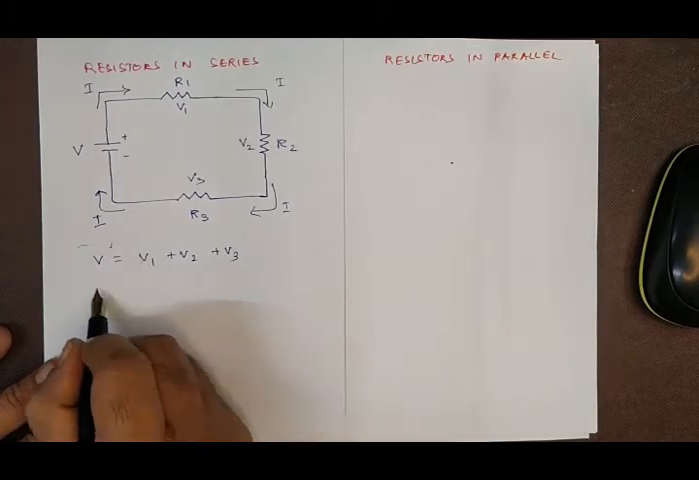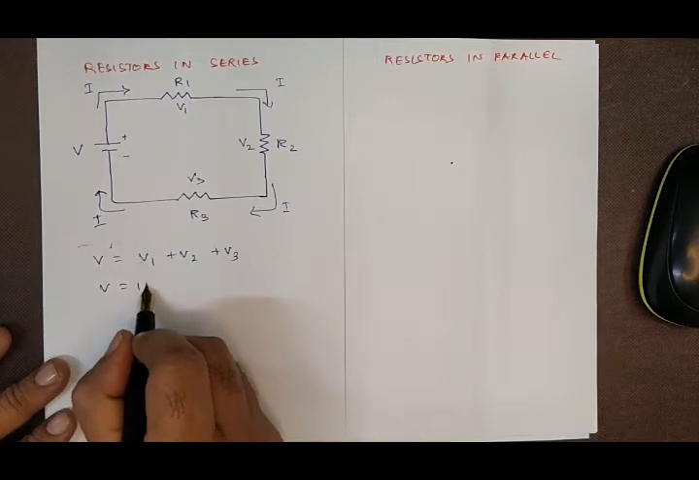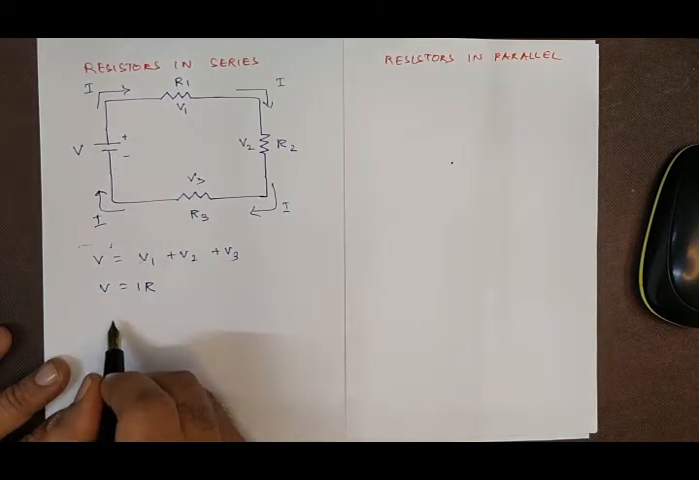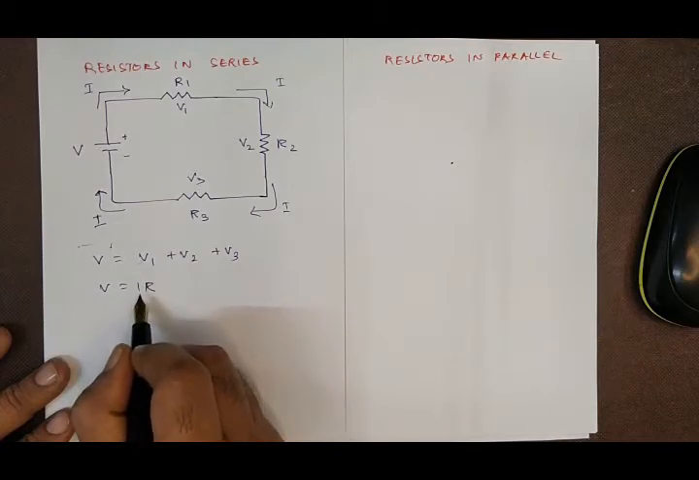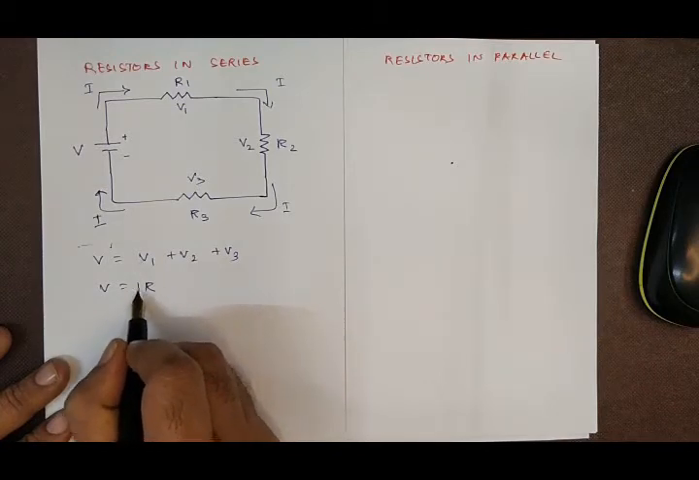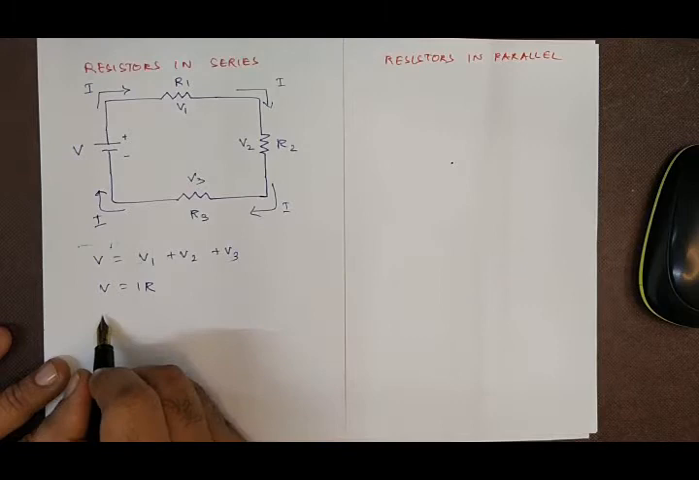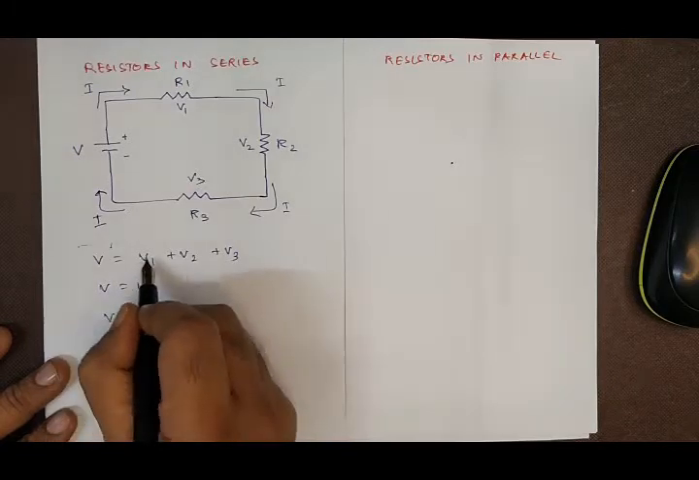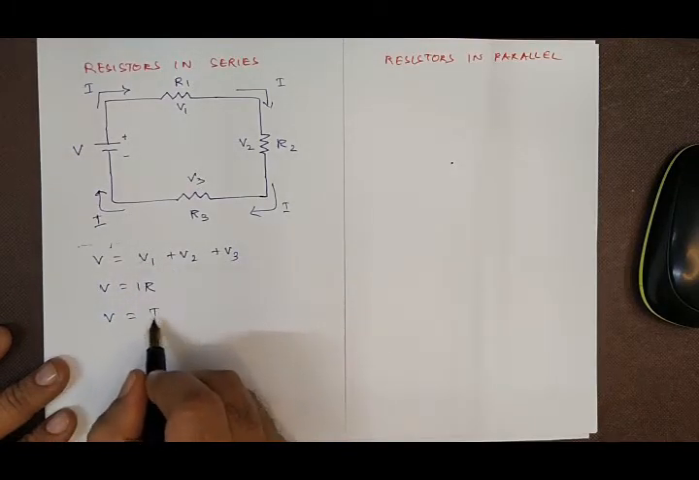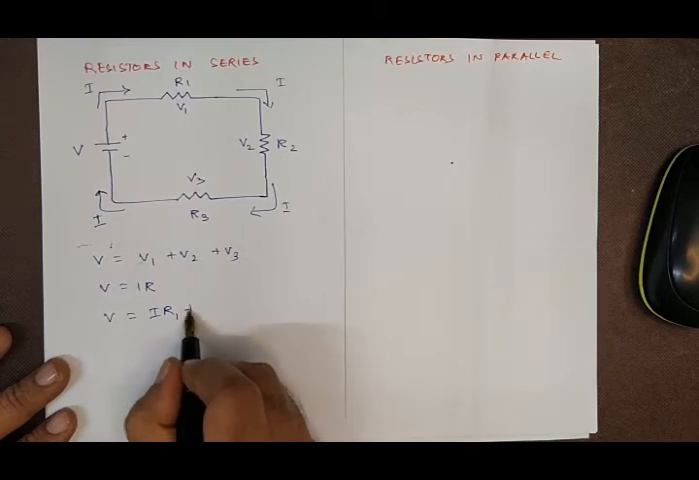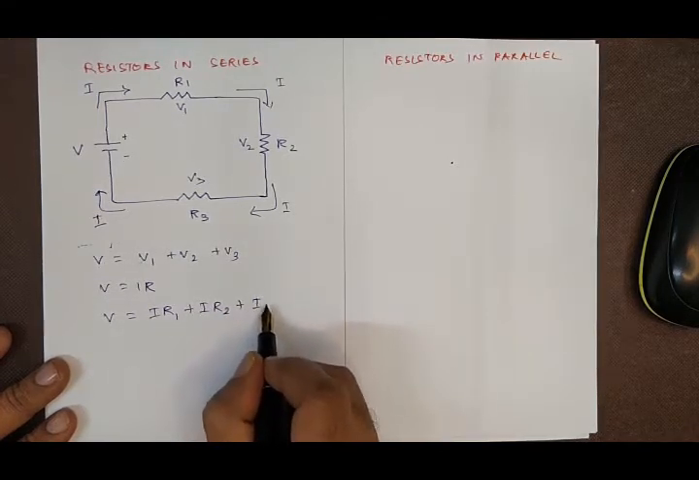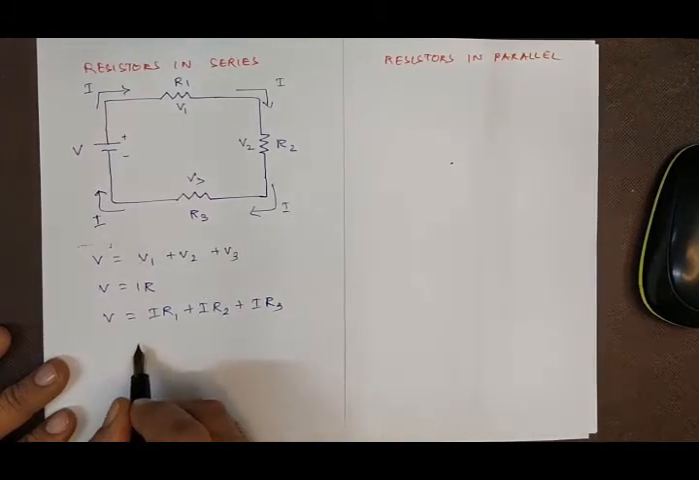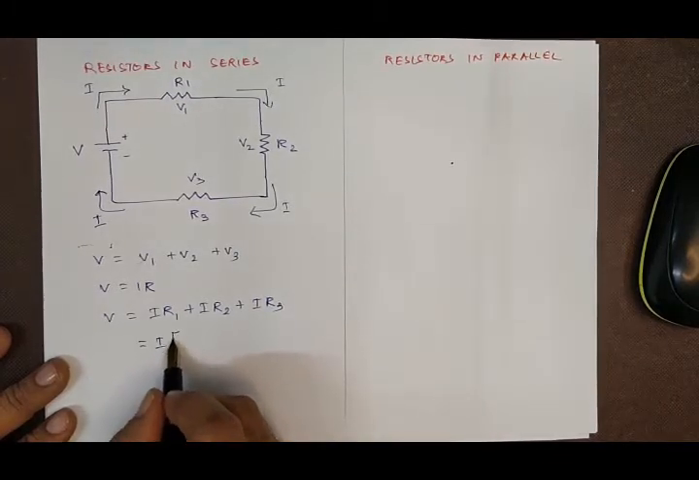We know V is equal to IR. Therefore, V1 is equal to IR1. I is constant, is it not? So, V is equal to, instead of V1, I can put IR1 plus IR2 plus IR3. So I is constant, that can be taken outside the bracket.